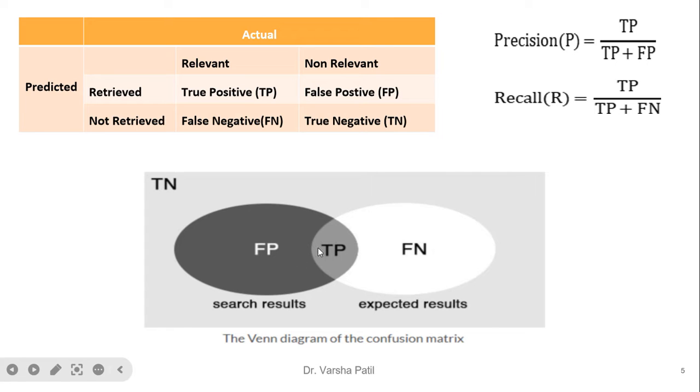Now this is the true positive, which is actually relevant and retrieved. This is expected but it didn't get retrieved, that is it becomes false negative. And this is false positive, that is they are not relevant but still get retrieved. And this is not retrieved and not relevant. So we can represent this precision and recall using the Venn diagram also.